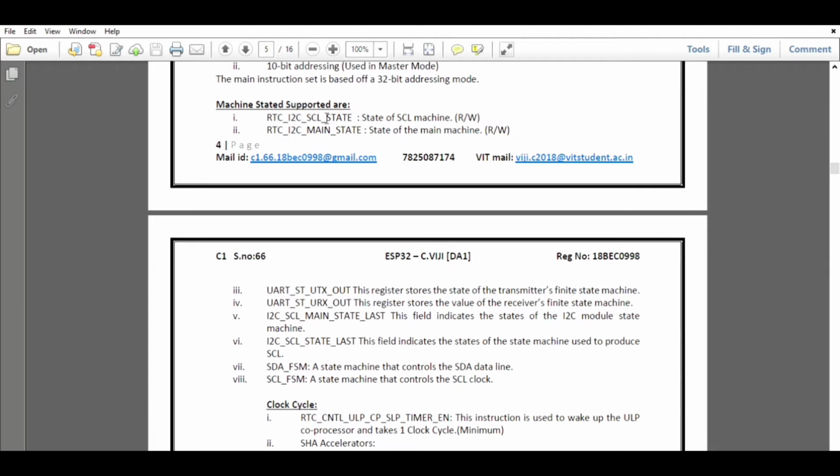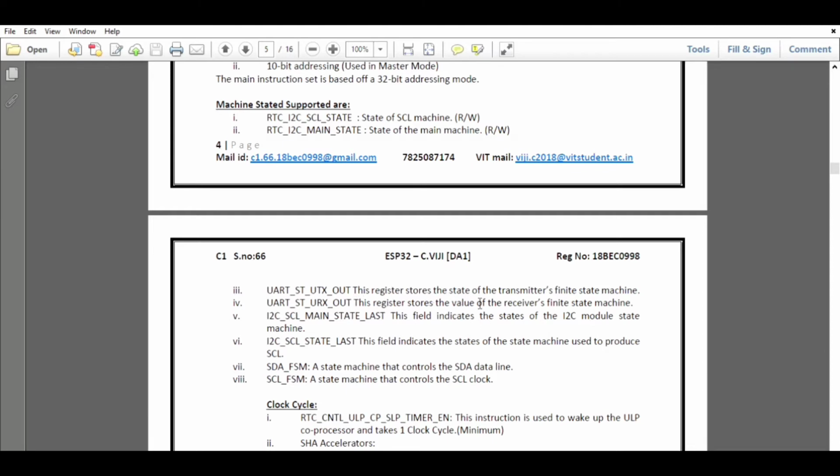This is the RTC I2C SCL state, the state of the SCL machine, read and write. This is the main machine of read and write. And UART STATUS UTX out.